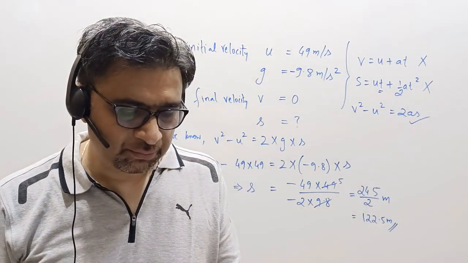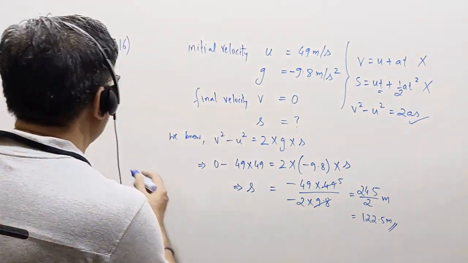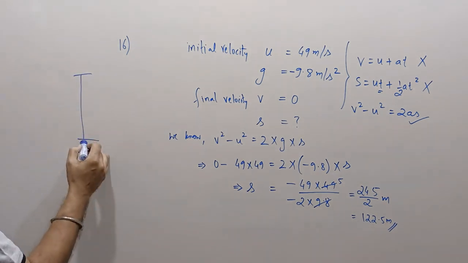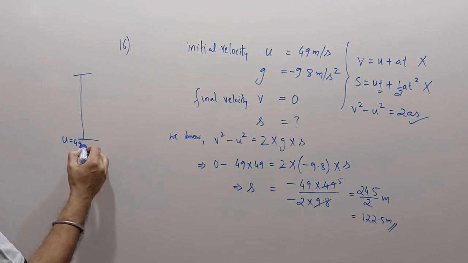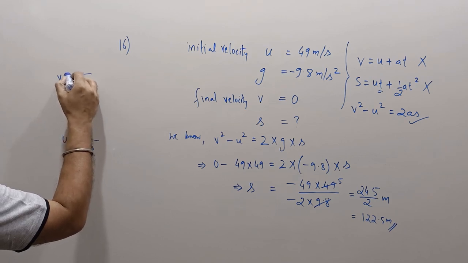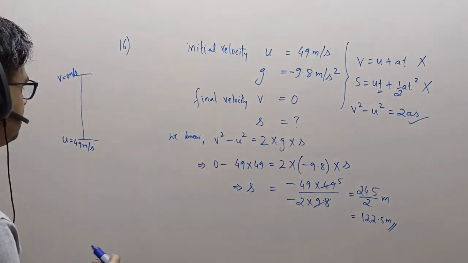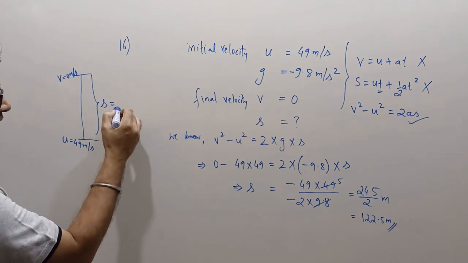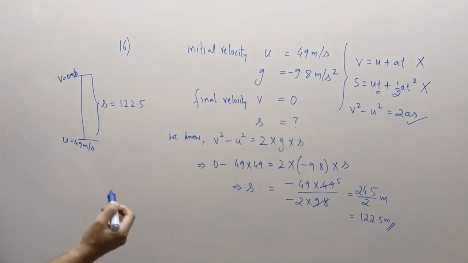The total time it takes to return to the surface of the earth. So in this case we are talking about, let me just explain this to you diagrammatically. In this case the ball is being thrown from here. So u was 49 meters per second. The ball went all the way over here where its velocity became 0, the final velocity, and we just found this distance as 122.5.